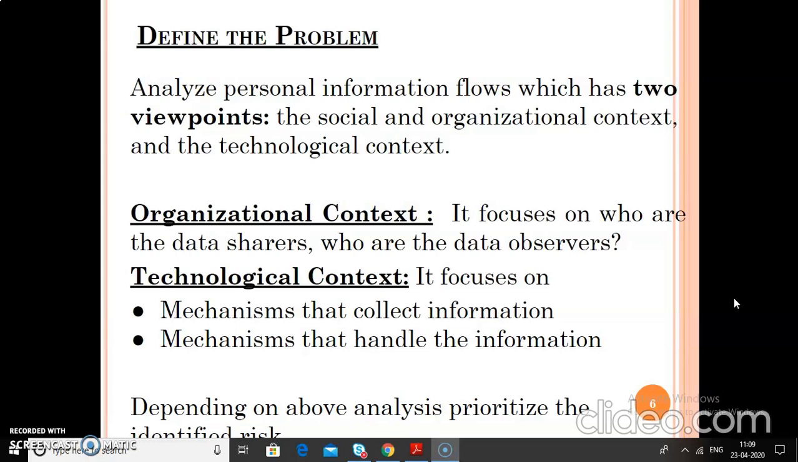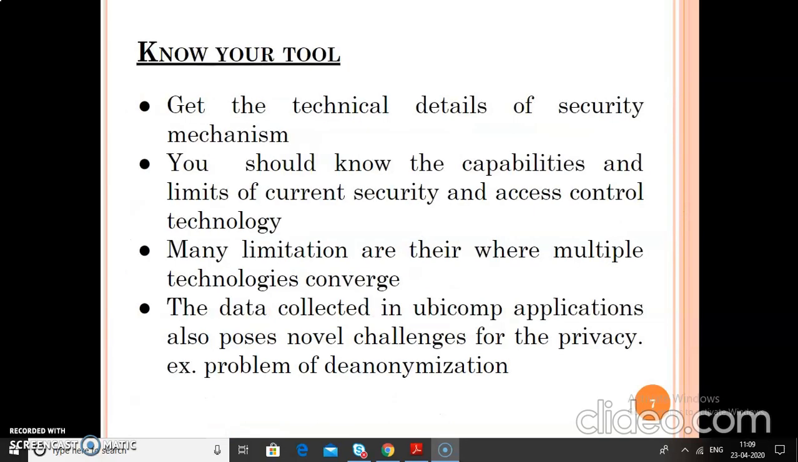When I am saying we will focus on technical issues, at that time we will focus on the mechanism that will collect the information and the mechanism which will process or handle that information. So by focusing on these two viewpoints, we can define the problem with great clarity. And with this clarity, that definition will help us to design the final solution of privacy.